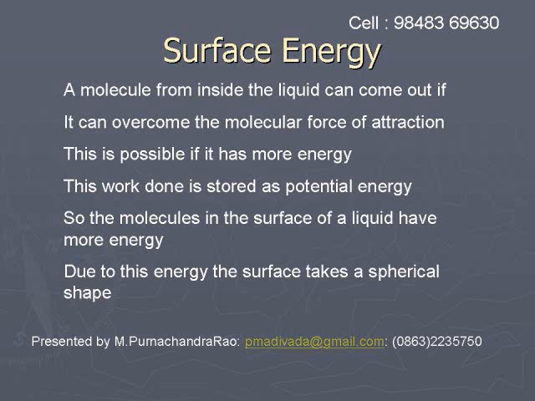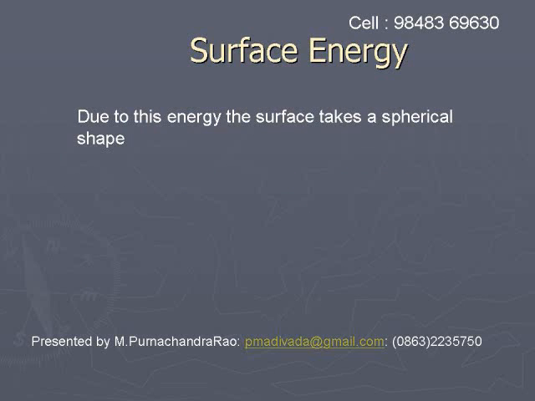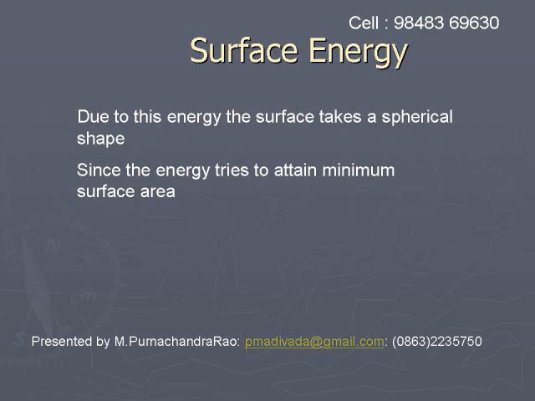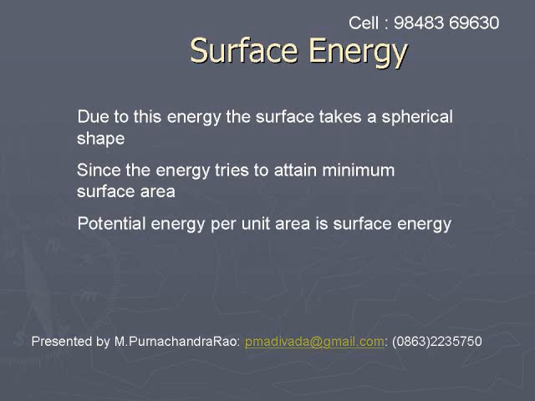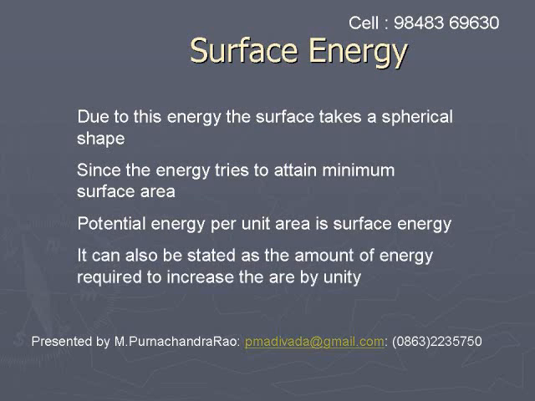Due to the surface energy, the surface of a liquid takes a spherical shape, since the energy tries to attain minimum surface area. This energy is potential energy. Hence, potential energy per unit area of the surface is called surface energy. We can take it as the measure of surface tension. Surface tension can also be defined as the amount of energy required to increase the area by unity.